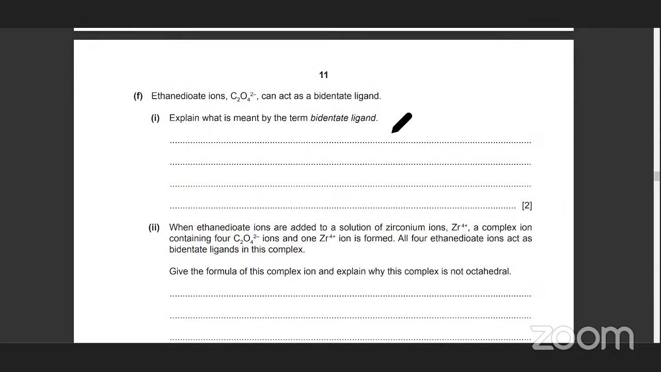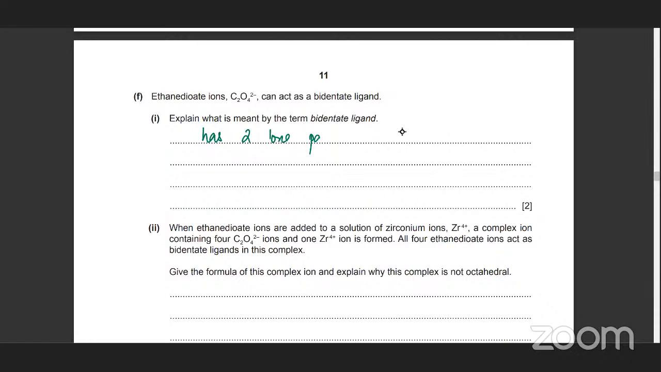Next one is ethane dioate. Explain what is meant by the term bidentate ligand. So what's a bidentate ligand? What's a ligand? A ligand is anything that has a lone pair and forms dative bonds with the central metal ion. A bidentate ligand is one that can form two dative bonds. So it has two lone pairs and can form two dative bonds with a central metal cation.